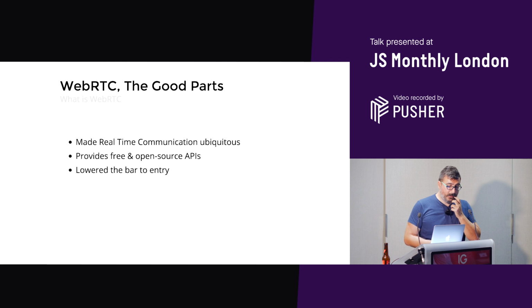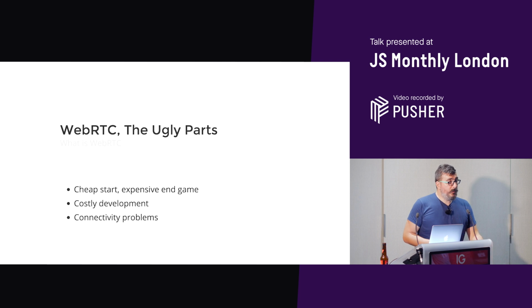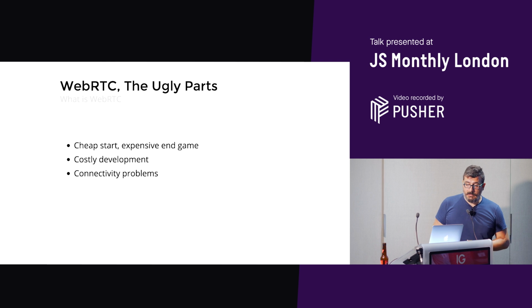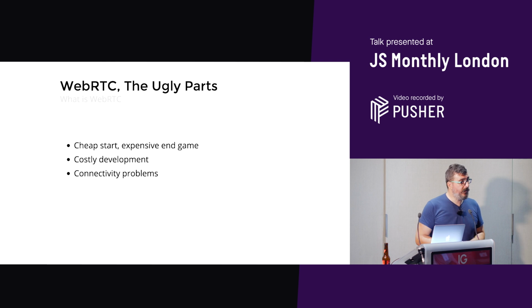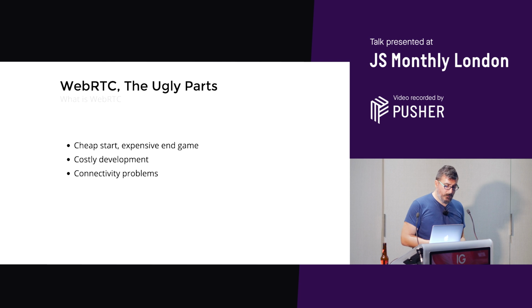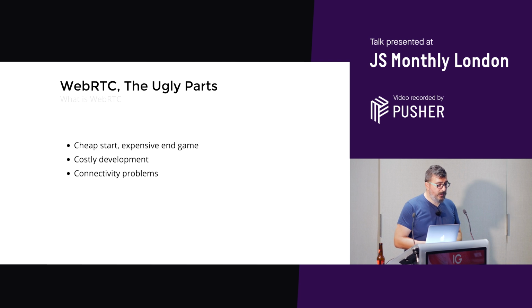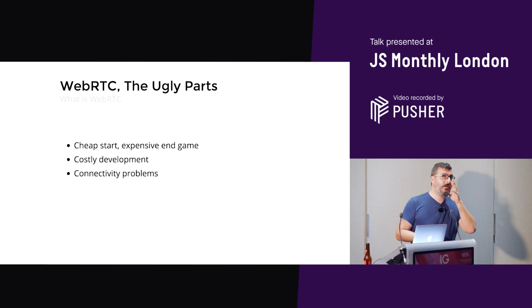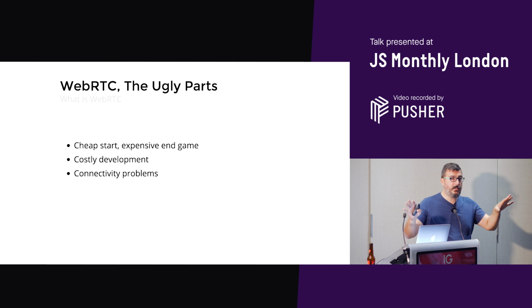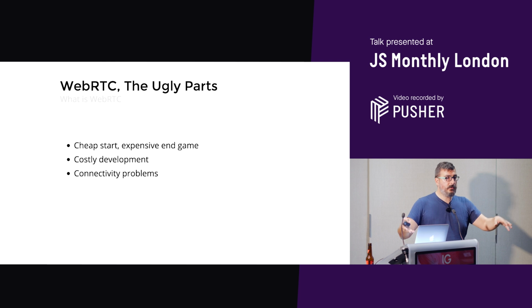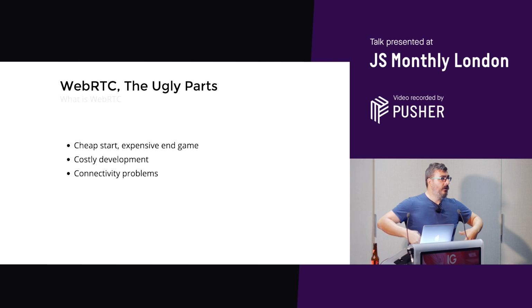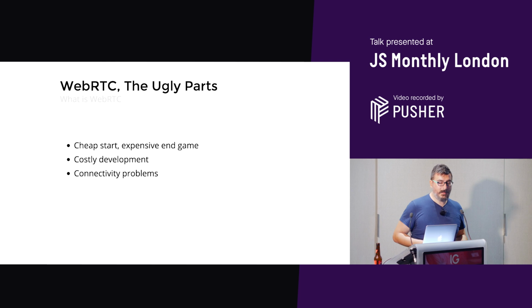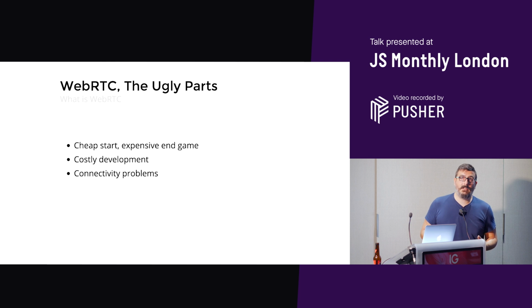Now let's look at the ugly parts. You have a cheap start, as we're going to see later in the presentation, but a very expensive end game, and I'm going to explain exactly what that means again later. You have a very costly development. Imagine that as a developer now, when you're developing a WebRTC application, you need to have two ends. That means two browsers. They need to connect with each other. The whole process is not easily automated in terms of testing. There are not proper and adequate tools to automatically test a WebRTC connection.